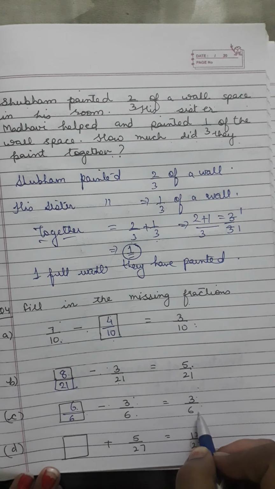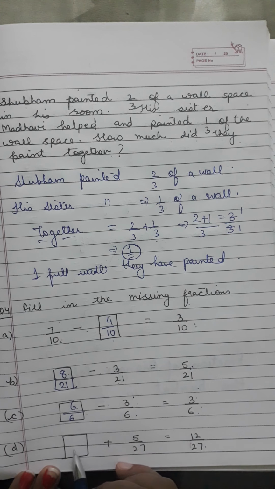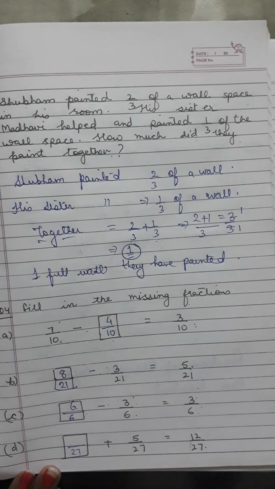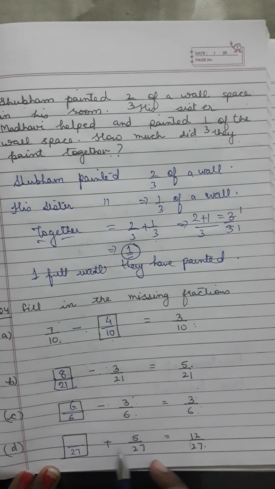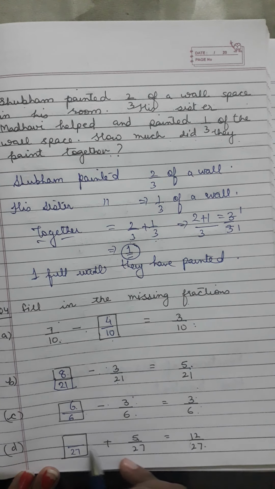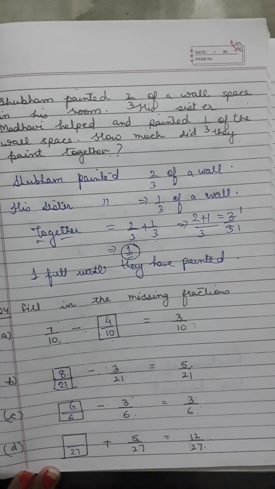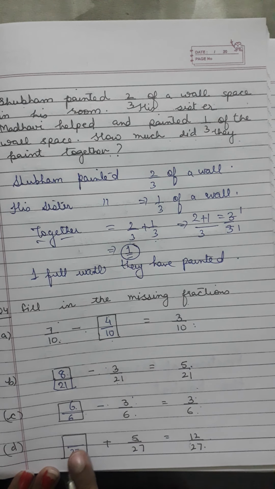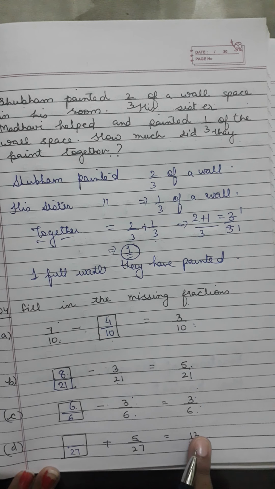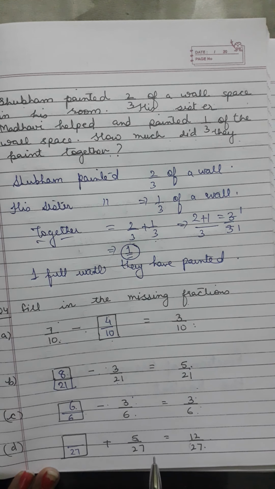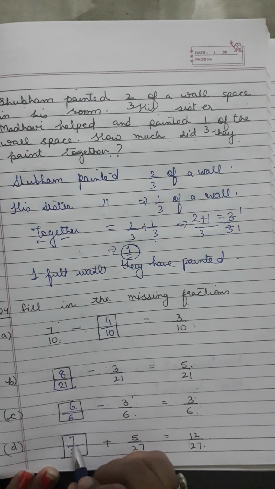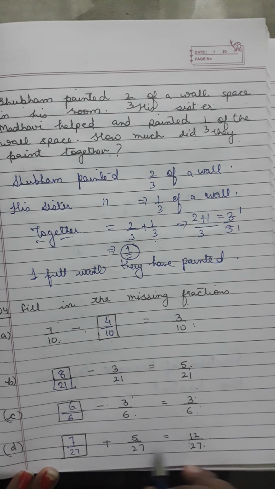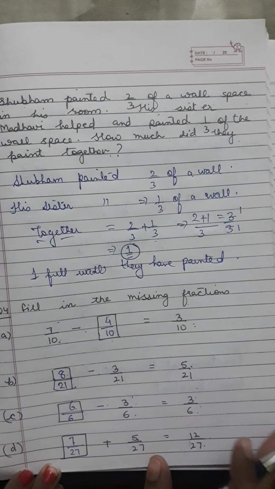Denominators will remain the same. Similarly in the D part, the denominator will be 27. So 5 added to which number gives us 12? What should we add to 5 so that we get 12? We should add 7, because 7 plus 5 is 12.